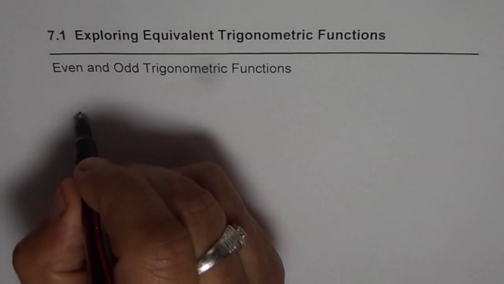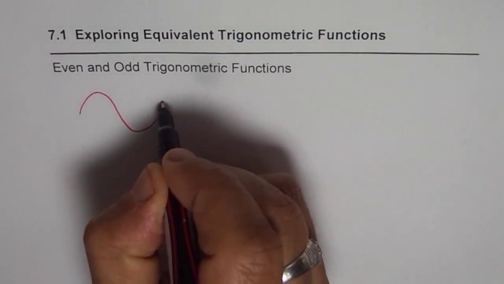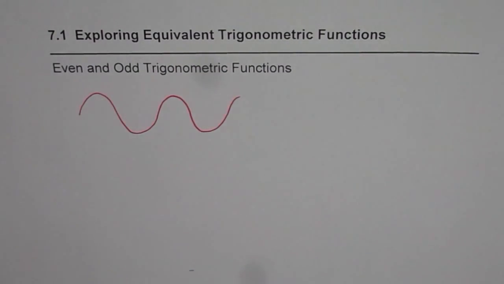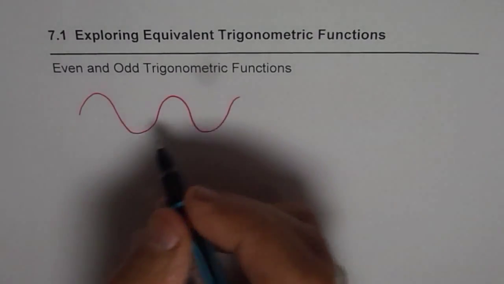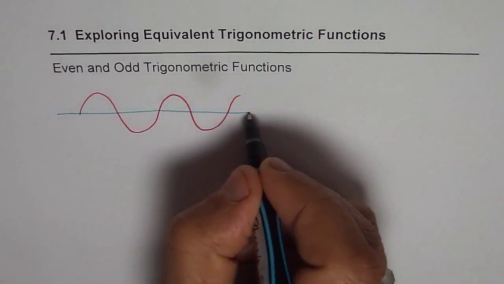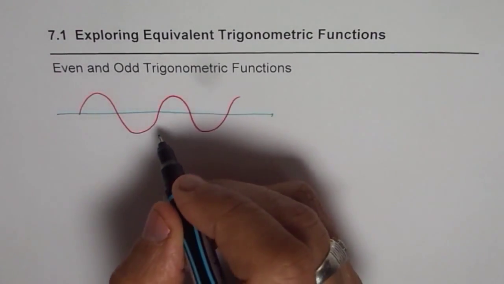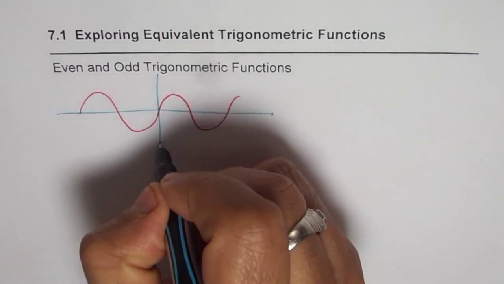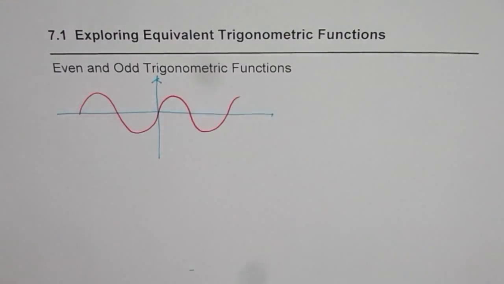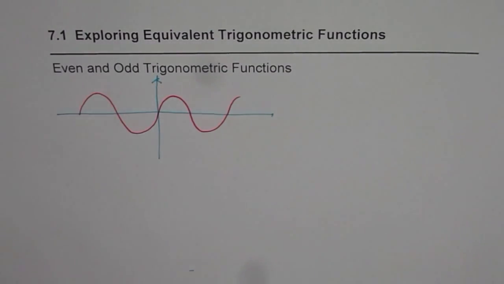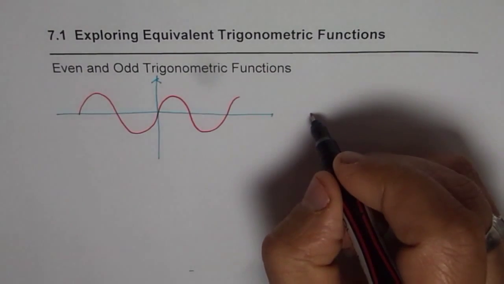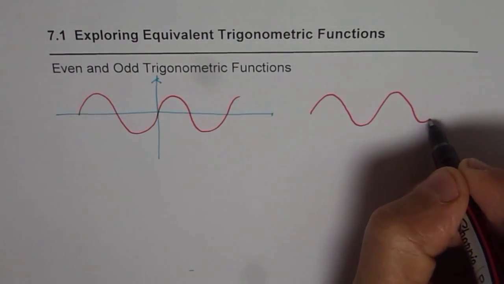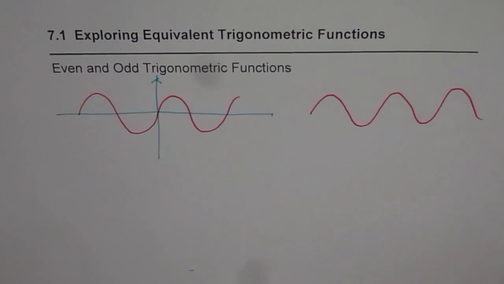Now let me sketch a sine wave first to begin with. Since we're talking about trigonometric functions, it is always the sine wave which we talk about. Now in the sine wave, that is the axis, right? Now if I draw the y-axis from here, it becomes a sine wave. Do you see that? Now let me make another wave here. This time again I'll do a similar sine wave, but I'll change the point of my axis.